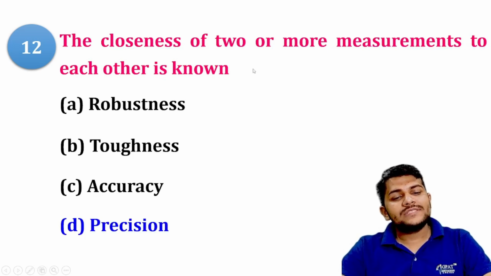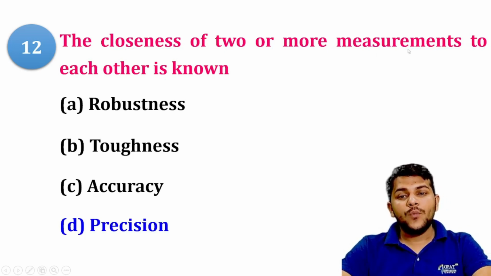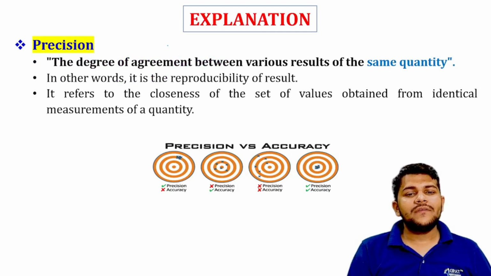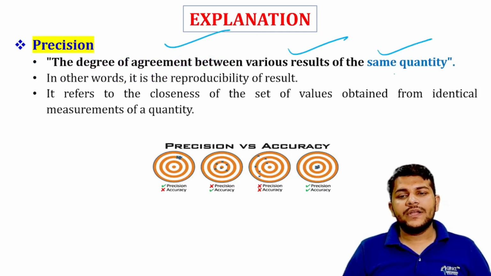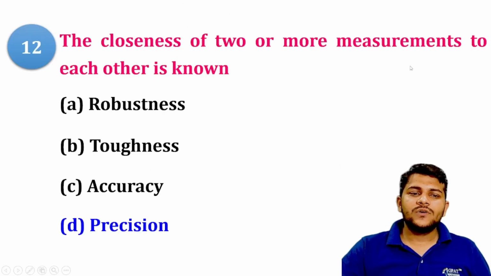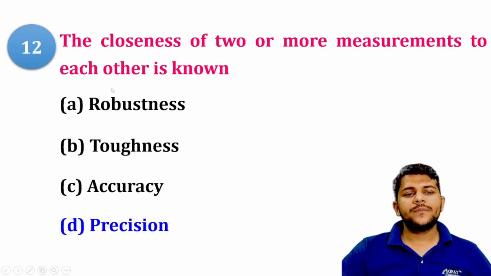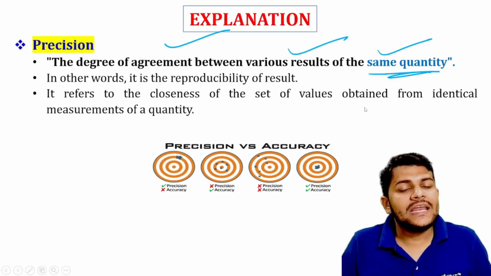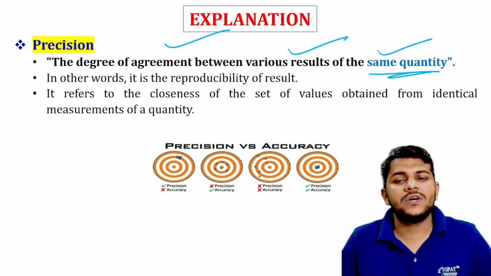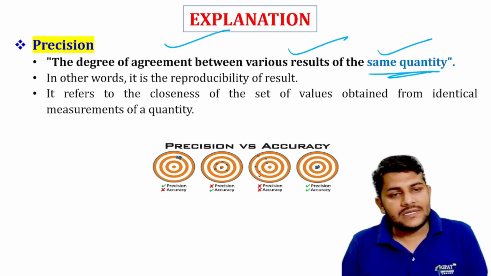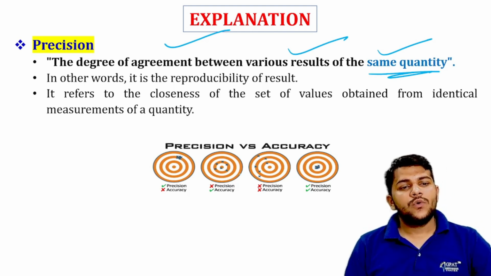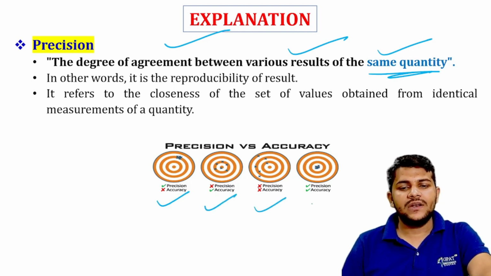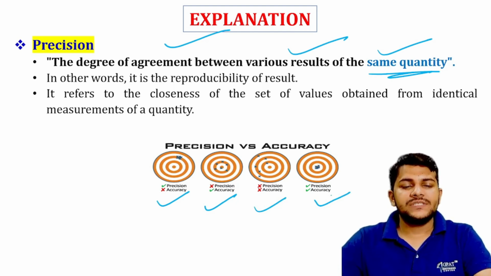So basically the closeness of two or more measurements to each other is accuracy. So accuracy is the degree of agreement between the various results of the same quantity. They are asking about the same quantity, like the closeness of two or more measurements of each other. This is our accuracy. Sorry, precision. If the agreement is between the various results of the same quantity, that is, reproducible results, we can say that is known as precision. So this is highly precise, this is more accurate but less precise, this is neither precise nor accurate, and this is both precision and accuracy.